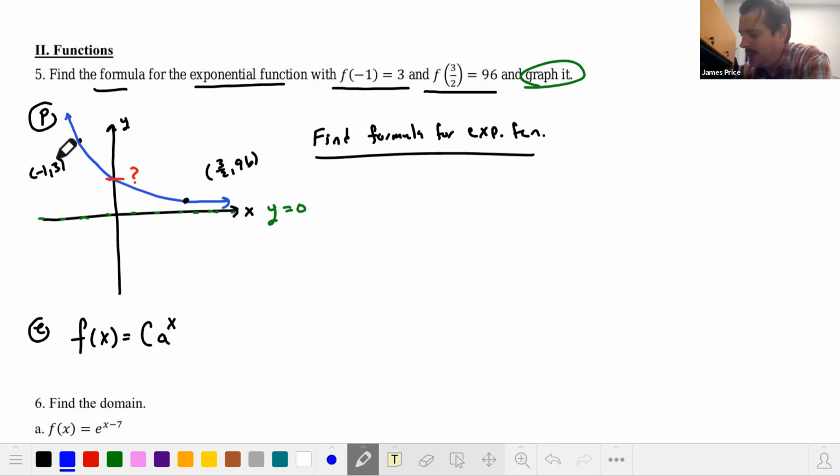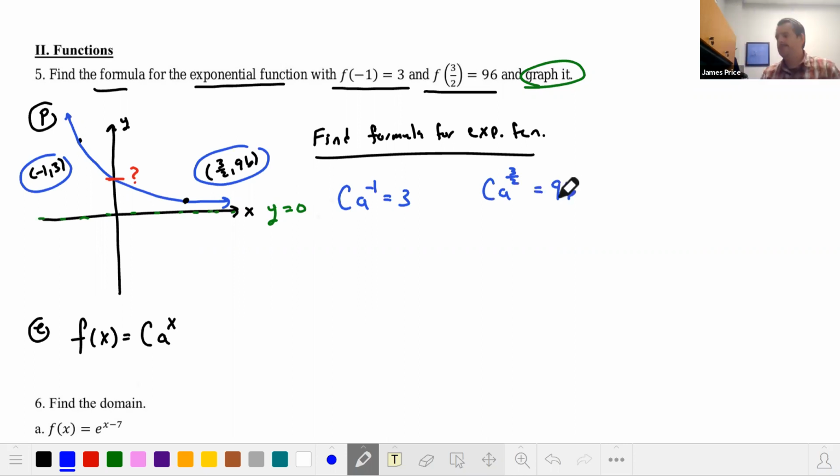And to do that, I'm going to use this information that they give me. They tell me if you plug in -1, you get out 3. So c times a to the -1 gives 3. And this point says if you plug in 3 halves, you get out 96. So c times a to the 3 halves is equal to 96. The important part here is to make sure you understand how the graph and the formula are connected to each other. Points on the graph come from the formula, basically.